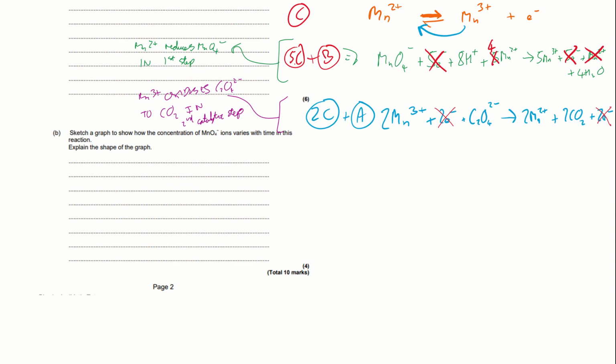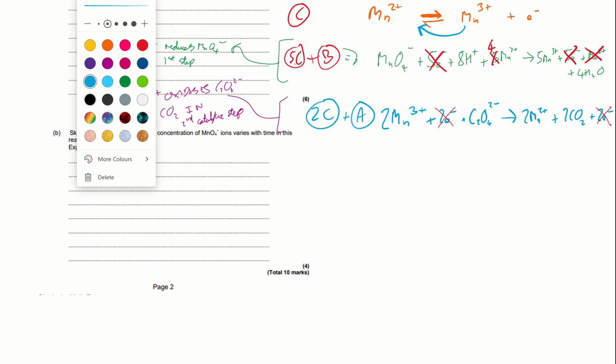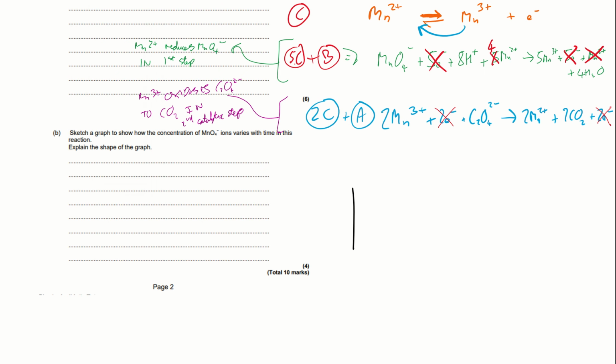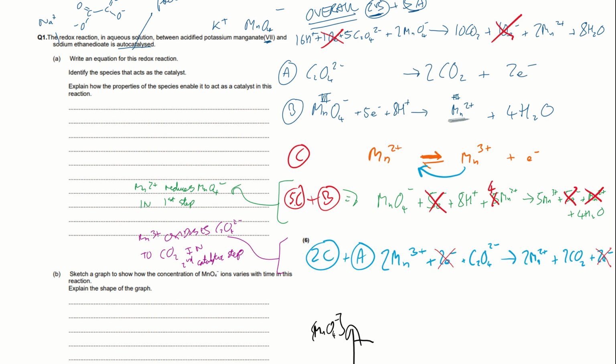Now sketch a graph of how concentration of MnO4- ion varies with time. Now, this is a little bit of a learning thing. Really quickly before I get in trouble with my 2-year-old. So that's going to start off slow because it starts off relatively slow. If you're going to get catalysis, it's going to speed up. So if this is the concentration of MnO4-, it's a reagent in the overall reaction.